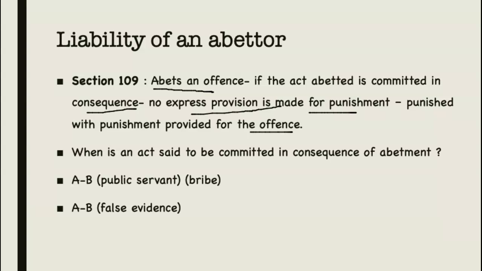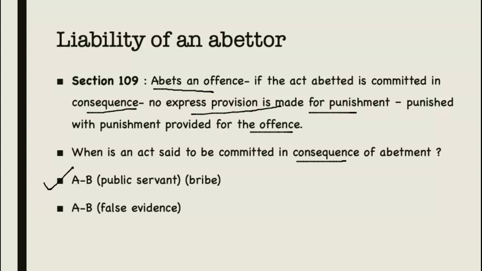When is the act said to be committed in consequence of abetment? And that's the explanation to the section. An act or an offense is said to be committed in consequence of abetment when it is committed in consequence of the instigation, pursuance of conspiracy, or with the aid which constitutes the abetment. So these are the three components that we have already understood in our previous video that comprise abetment. So whenever you will have these three things and the act is committed in consequence of that, the act is said to be committed in consequence of the particular abetment. Now let's understand with the help of an example.